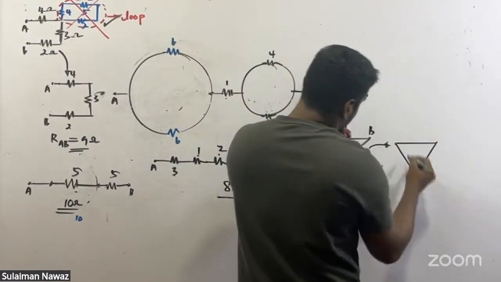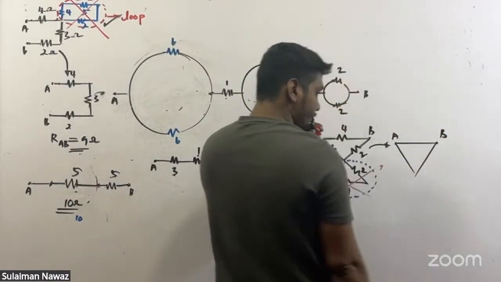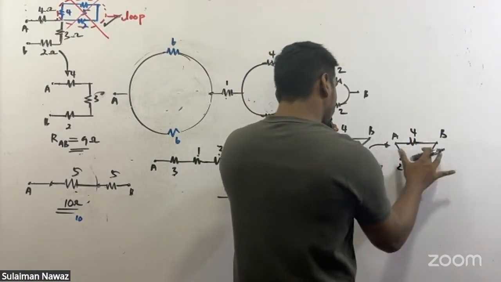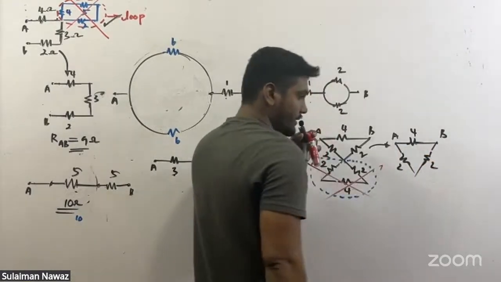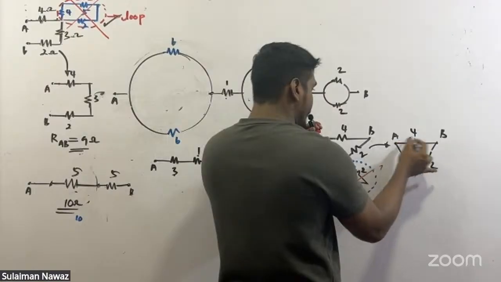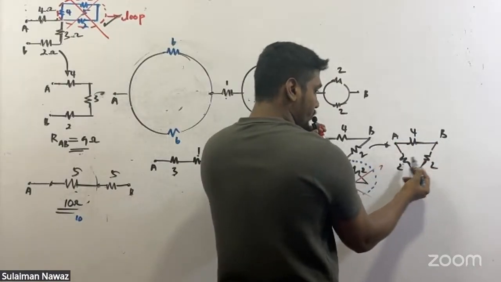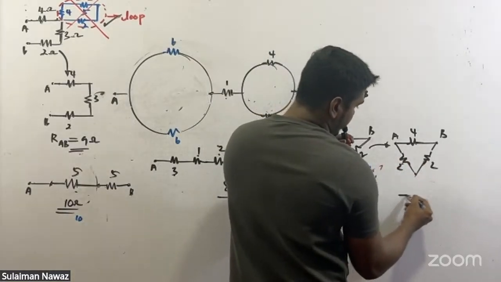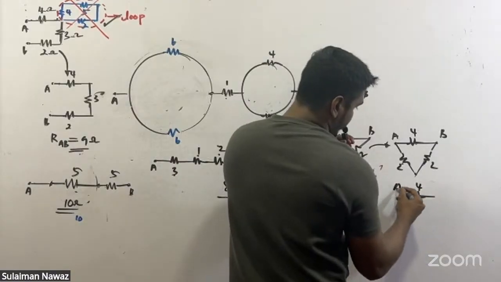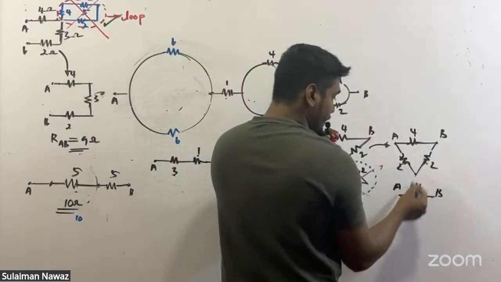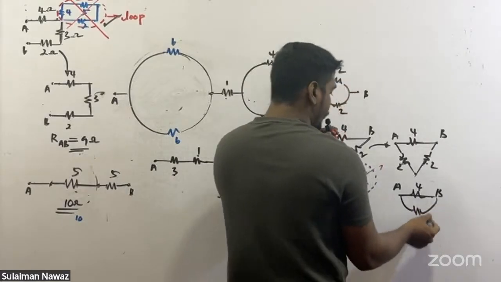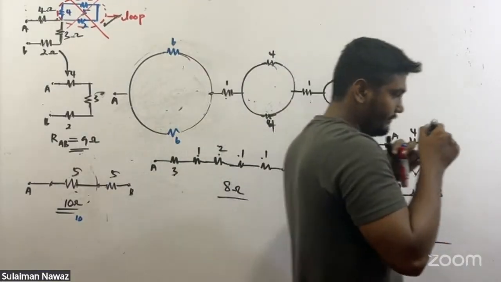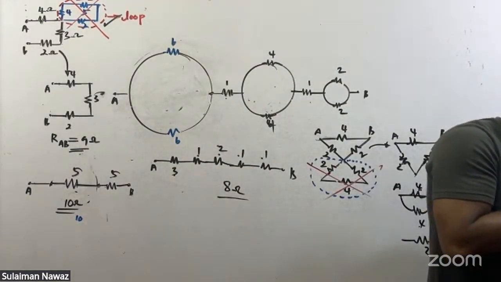This is point capital A, point capital B. Here is 4 ohms. And here is 2 ohms, and here is 2 ohms. Now you want to find the equivalent resistance between A and B. The 2 ohm and 2 ohm are in series, they give 4 ohms. These two in series, 4 ohms, and this 4 ohms are in parallel. Equivalent is 2 ohms. Simple.